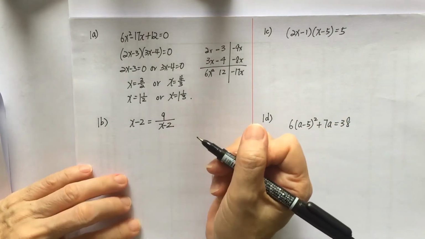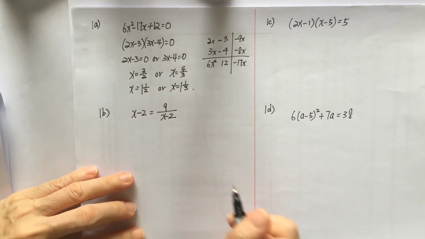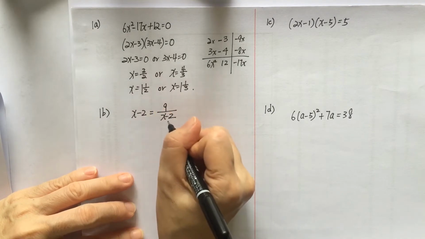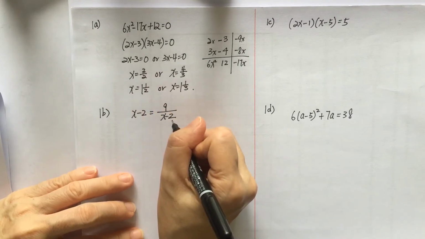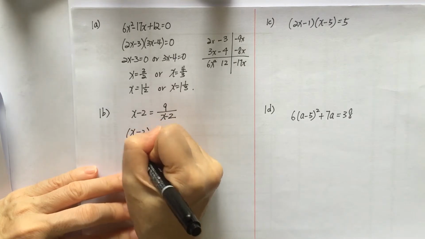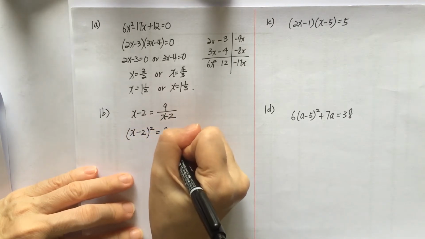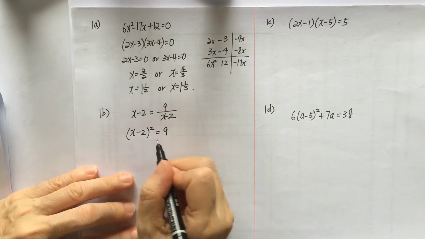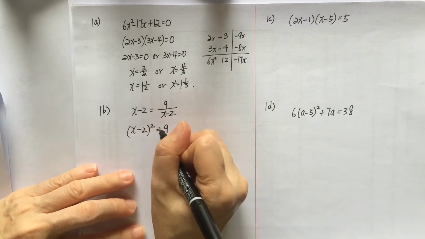Question 2. We have x minus 2 on the left hand side. The denominator on the other side is x minus 2 also. So if we were to cross multiply, we'll have x minus 2 squared equals to 9. Please do not go and expand it out. This is already a perfect square.